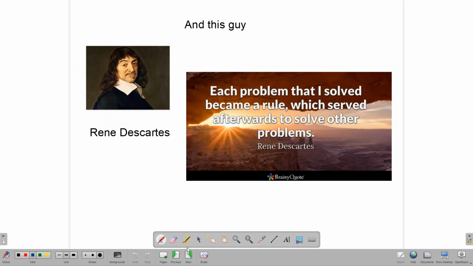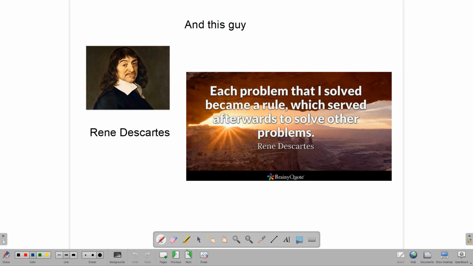There's also this guy, Rene Descartes. Rene Descartes did a lot of work on problem solving too. And this particular quote attributed to him says, each problem that I solved became a rule which served afterwards to solve other problems. And this is quite true. Every type of problem that you solve will become a kind of template that helps you to solve other problems.